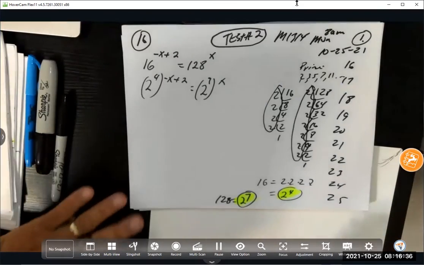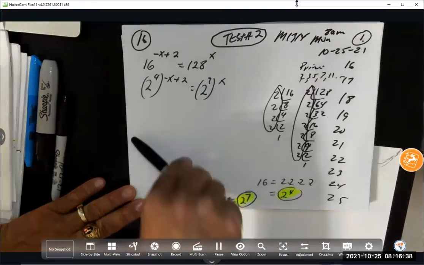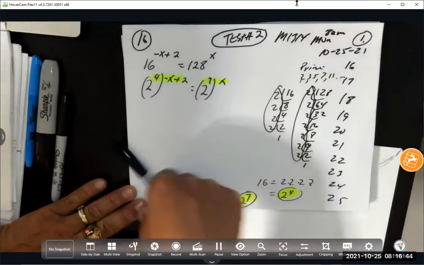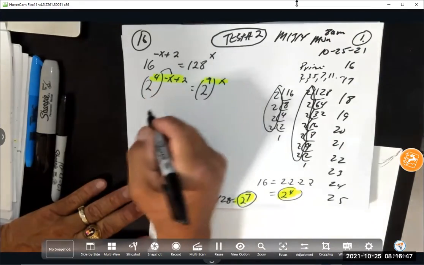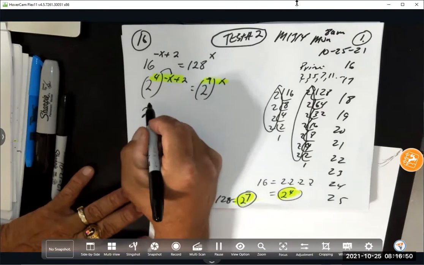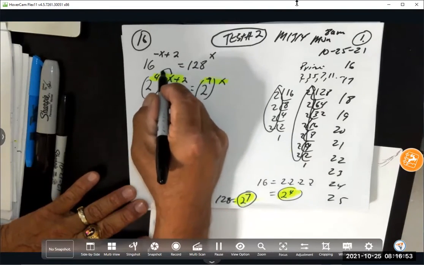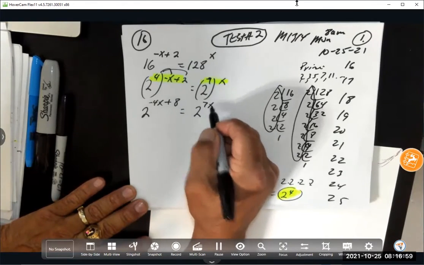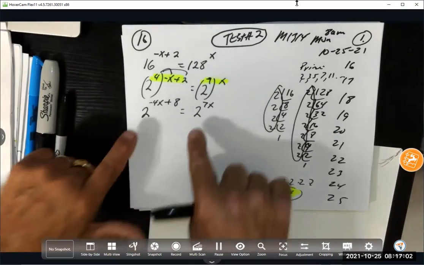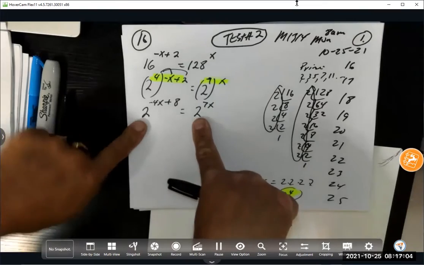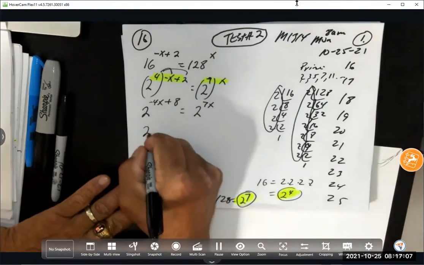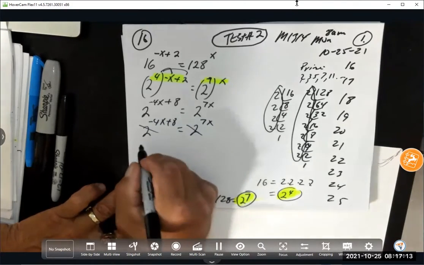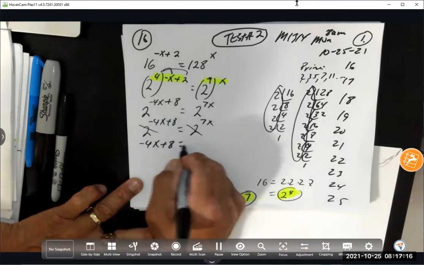Okay, so now multiplication time. You're gonna multiply all these numbers up here using your calculator skills, of course. So ready? 4 times negative x. Somebody tell me the answer. Negative 4x. All right, and 4 times 2 is 8. The other side, you're gonna have 2 to the 7x. Now, as soon as you get the bases the same, 2, 2, 3, 3, 5, 5, 7, 7, doesn't matter. As long as they match, you can automatically cancel them out. So if you cancel these out, that means you have negative 4x plus 8 equals 7x.